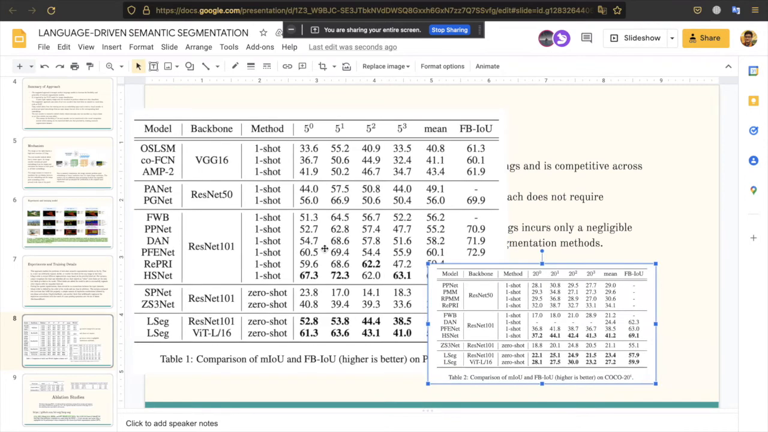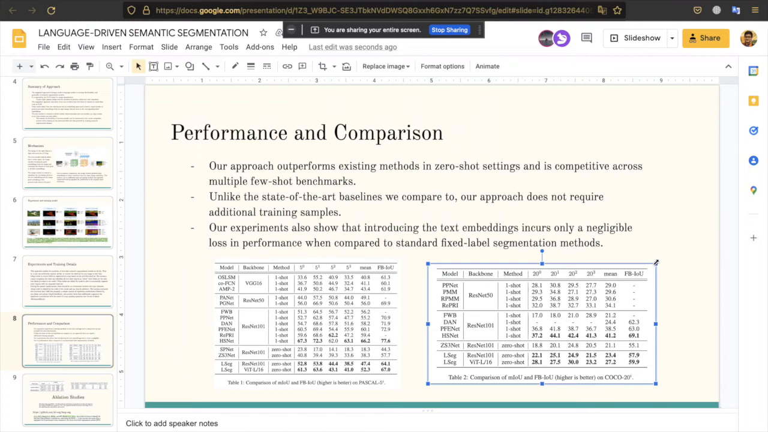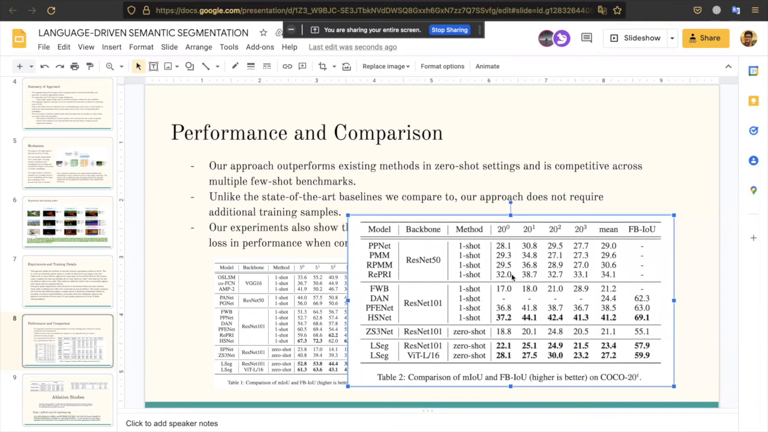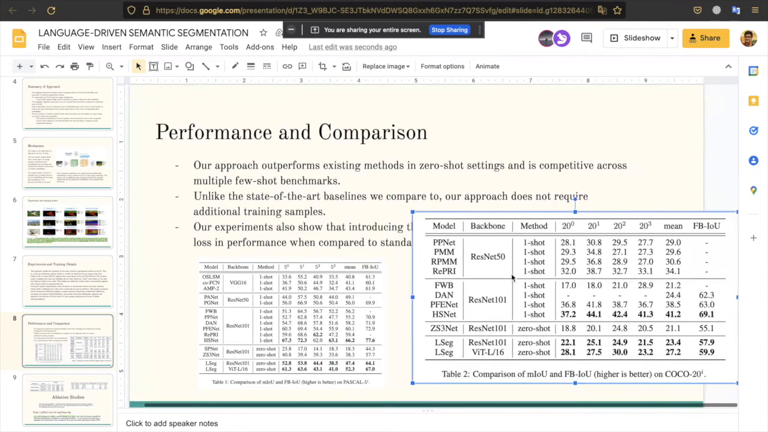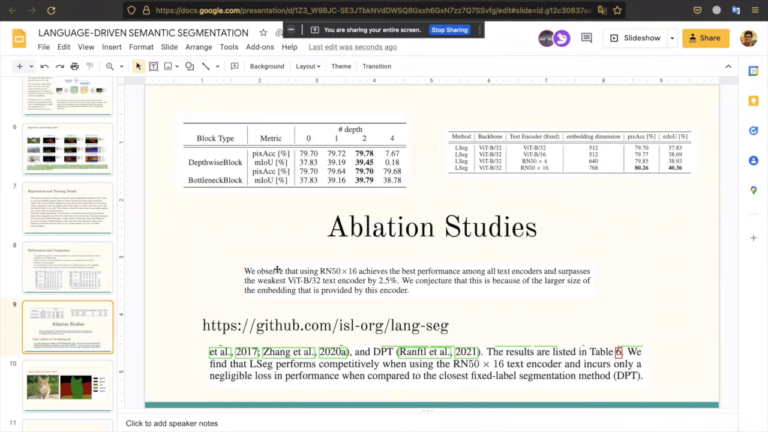And you can see similar things in the COCO 2020 dataset, that in the zero shot approach, it is by far performing the best compared to ZS3Net, which was the previous best model. And next we move on to a few ablation studies.